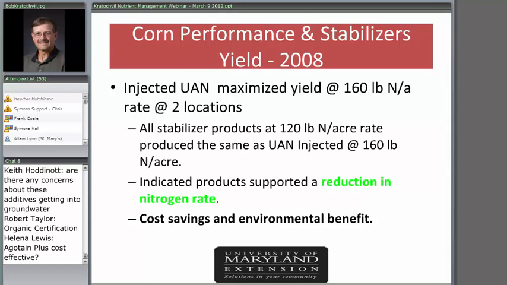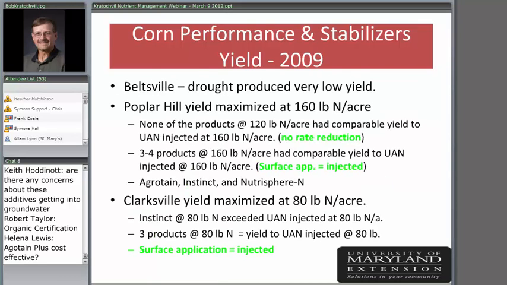In 2008, at 2 locations, we maximized our yield that year with 160 pounds of nitrogen with the injected treatment. What we saw that year, and it looked great with this first year data, all the stabilizer products at the reduced rate, 120 pound rate, when we compared it to UAN injected at 160 pounds N per acre, produced comparably. In other words, we got a reduction in nitrogen rate. We got the best of both worlds that year, cost savings and environmental benefit. However, you don't base decisions upon 1 year's data.